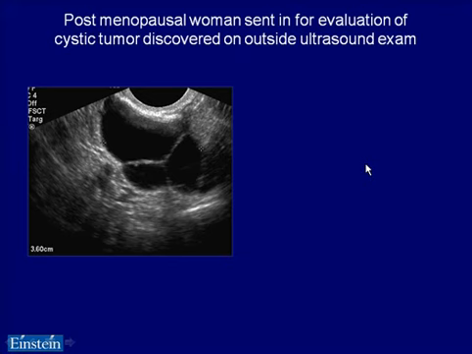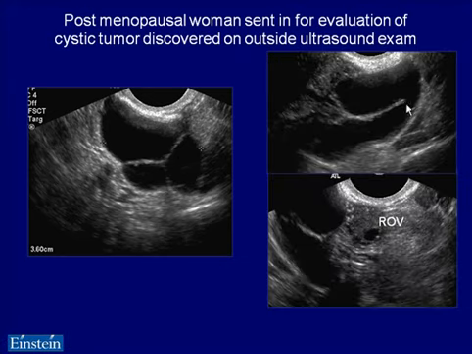This patient was sent to us for evaluation of a cystic tumor discovered on an outside ultrasound study. And this is one of the images that she brought with her. It looks like a cystic lesion, presumably in the ovary, they thought, with some septations. Further imaging, however, shows that this actually is a structure that's curled back on itself. It has an incomplete septum, and we actually were able to find the ovary next to it.